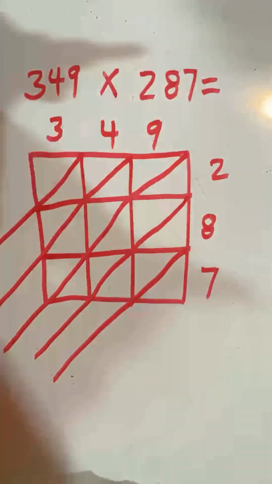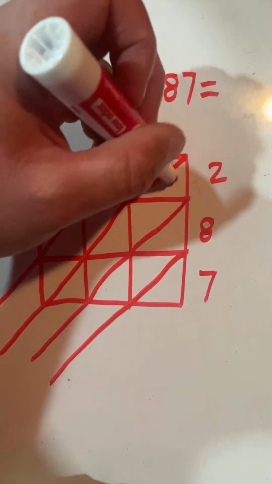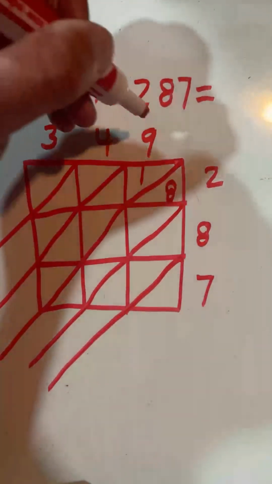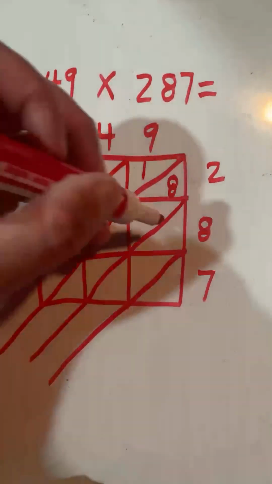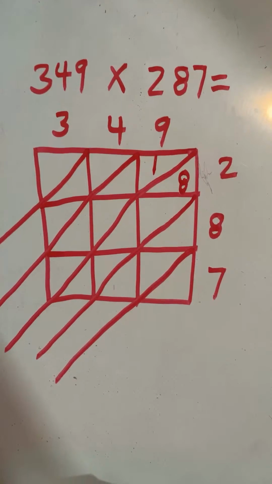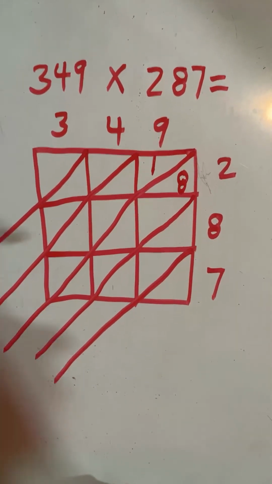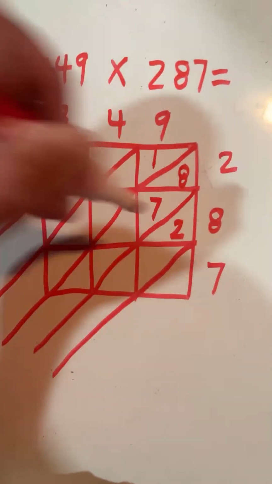So 9 times 2 equals 18. So we're going to put a 1 in the top triangle and an 8 in the bottom triangle. Next, I'm going to multiply 9 times 8. The answer to 9 times 8 goes in this square, and each digit within our answer goes in a separate triangle. So 9 times 8 equals 72. So we're going to put a 7 in the top triangle and a 2 in the bottom triangle.